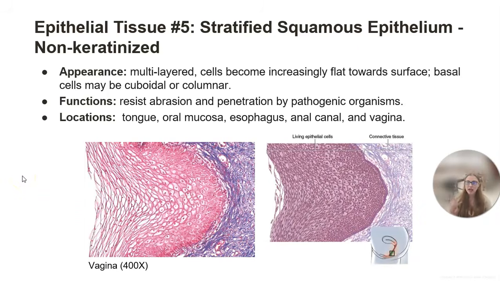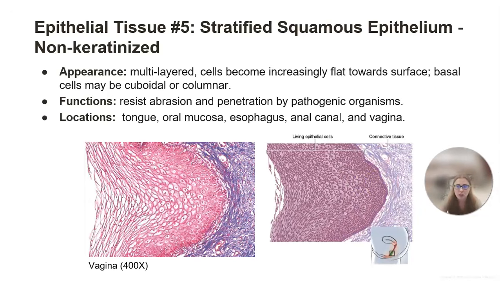Moving on to a kind of pair of epithelial tissues in the sense that they're both going to be composed of stratified squamous epithelium, but one of these types of epithelia is going to contain live cells at the surface. The other type is going to contain dead cells at the surface.